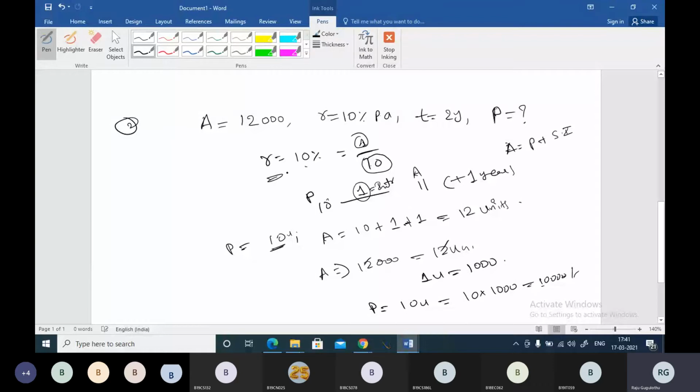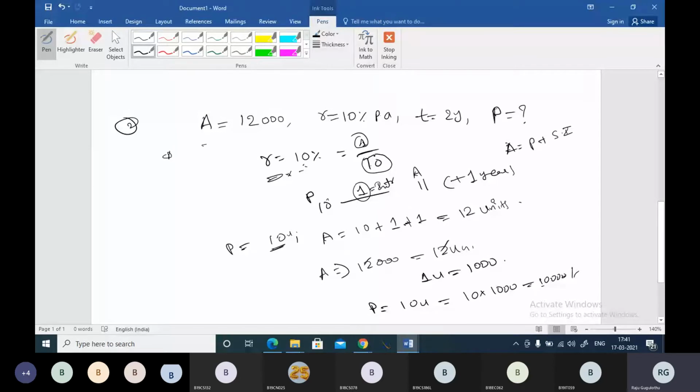This method is applied in compound interest also. We'll see tomorrow how we are going to apply this method. It will be a wonderful shortcut in compound interest. But here, you can see the rate is 10%. When the principal is not known, you can go like this.